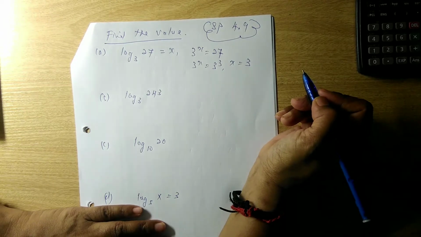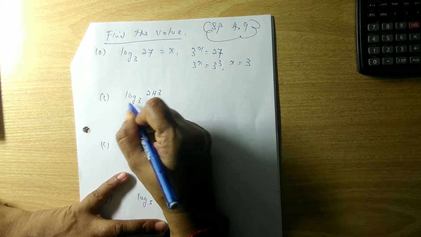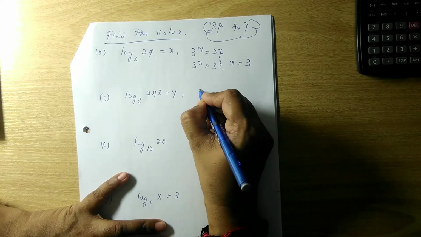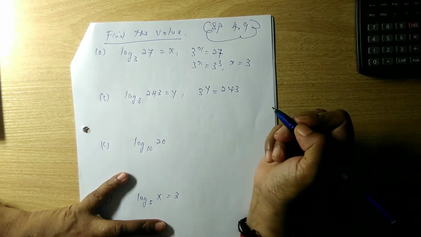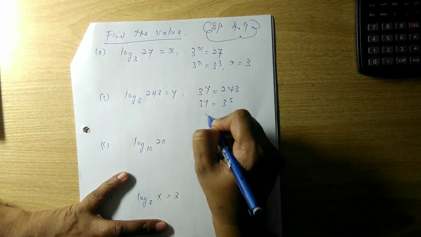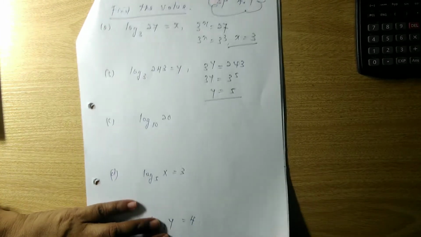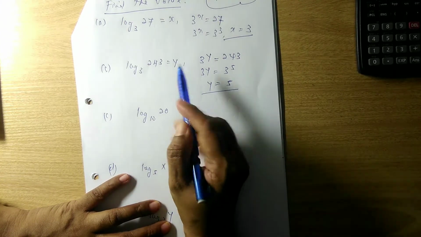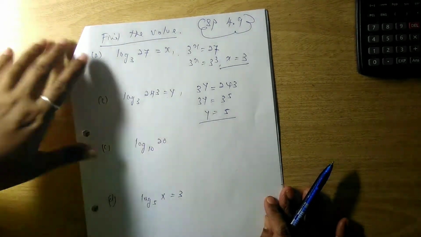So if I want to find this without using log. Likewise here, let's say log 243 base 3 is y. If I were to convert, I would say 3 to the power of y equals 243. So 3 to the power of y is 3 to the power of 5. So y becomes 5. Likewise here, these two questions, we have converted it to indices.